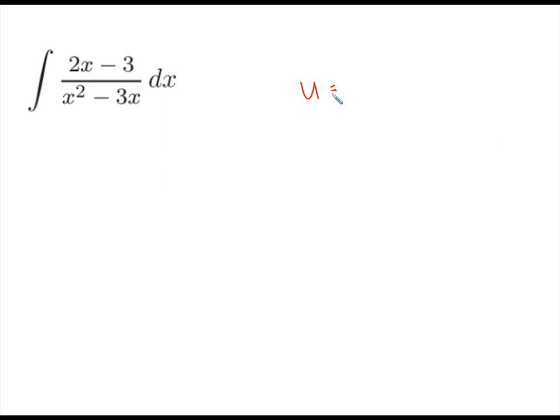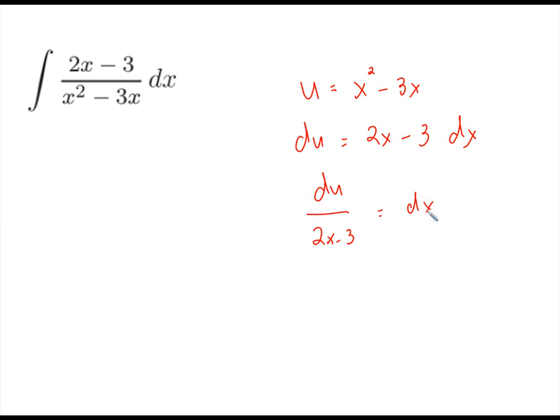So unfortunately, you have to redo the problem and choose something else for your u. Now, if I make the u x squared minus 3x, if I take the derivative of both sides, I get du is equal to 2x minus 3 dx. Get the dx by itself, so du over 2x minus 3 is equal to dx. Now we can substitute, so we have 2x minus 3 on top. On the bottom, remember this is our u now. And instead of dx, we get du over 2x minus 3. Perfect. I see these are going to cancel out.